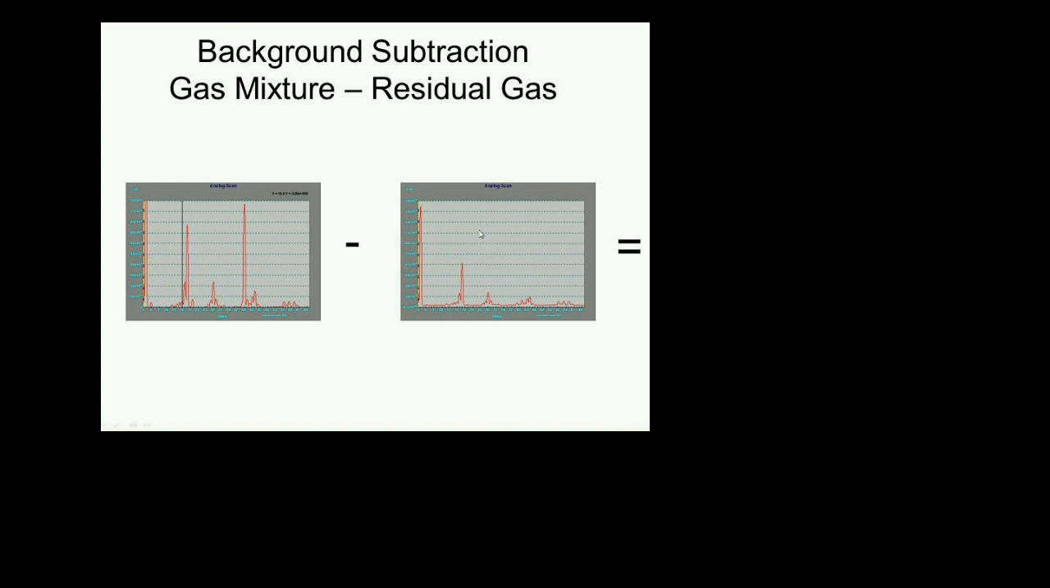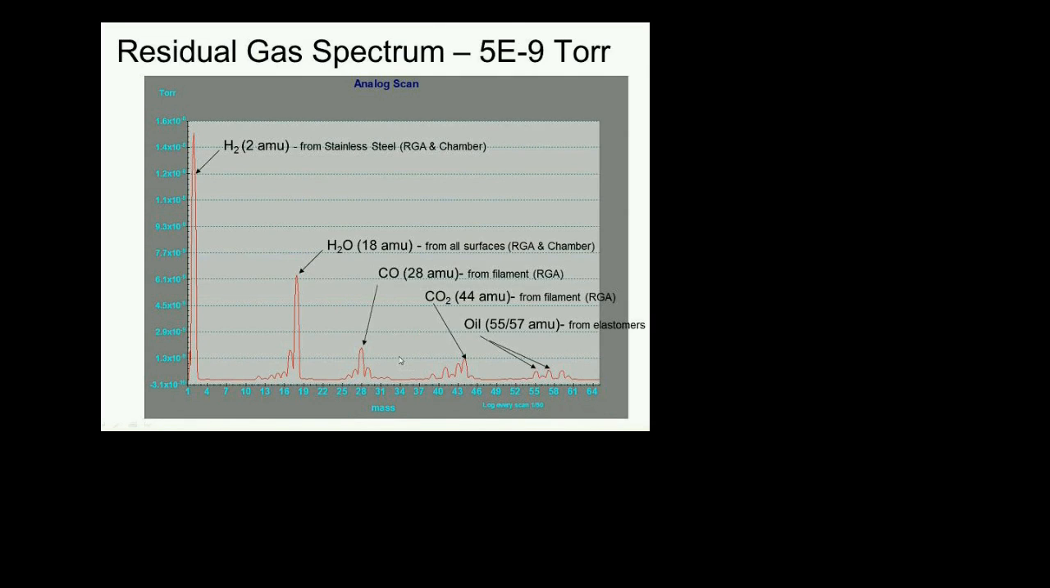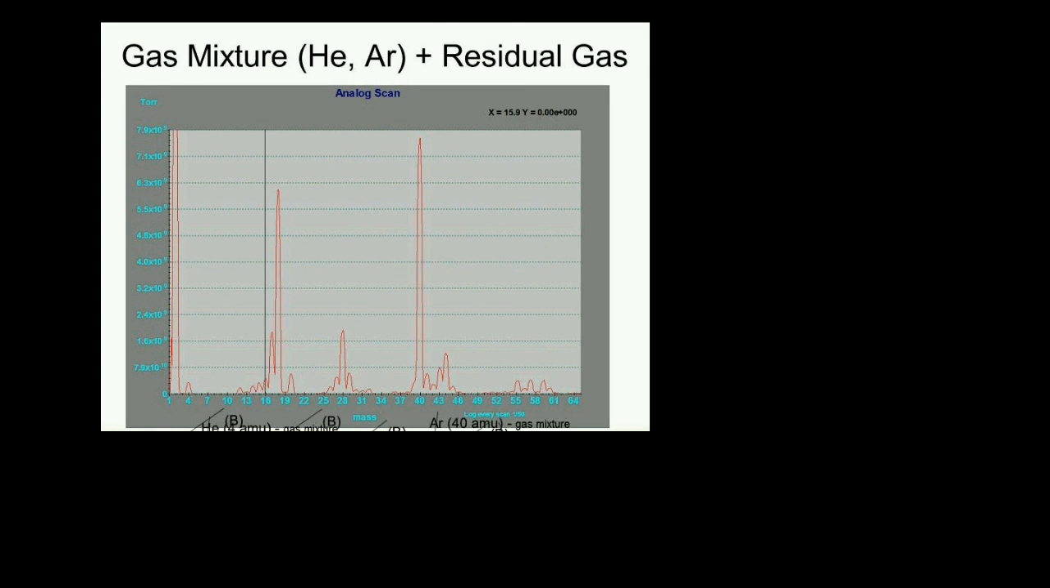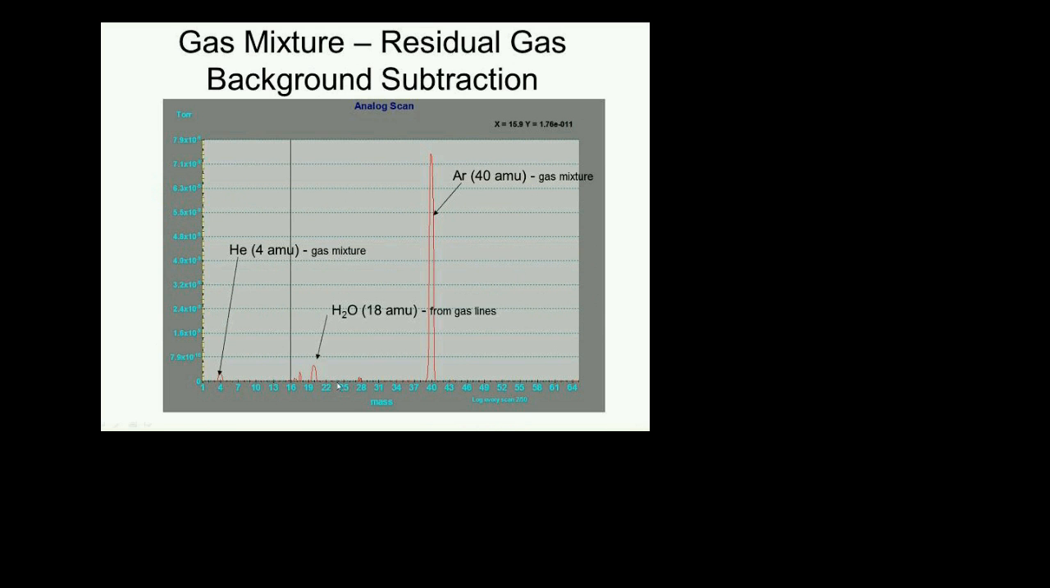In the background subtraction mode, you take this first spectrum, the one that we collected with no gas going into the chamber, and you save it in the computer memory. Then you open up your valve, you get all your new gases in, and then you tell the software to subtract one from the other. And when you subtract them, voila, what you get is now helium and argon, and all the other peaks are gone. But notice, there's still a little bit of water on the spectrum. I was not able to subtract it completely.